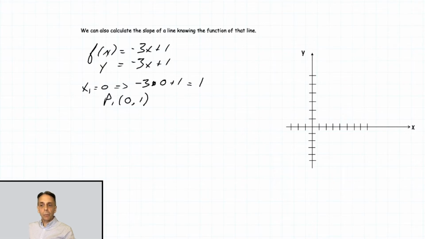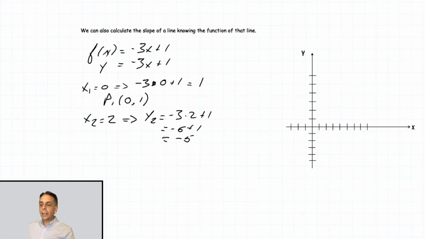We need a second point. We choose another value of x. x2 equals 2. We find the corresponding y. y2 equals minus 3 times 2 plus 1. This is equal to minus 6 plus 1, which is equal to minus 5. We now have our 2 points. We can calculate the slope.